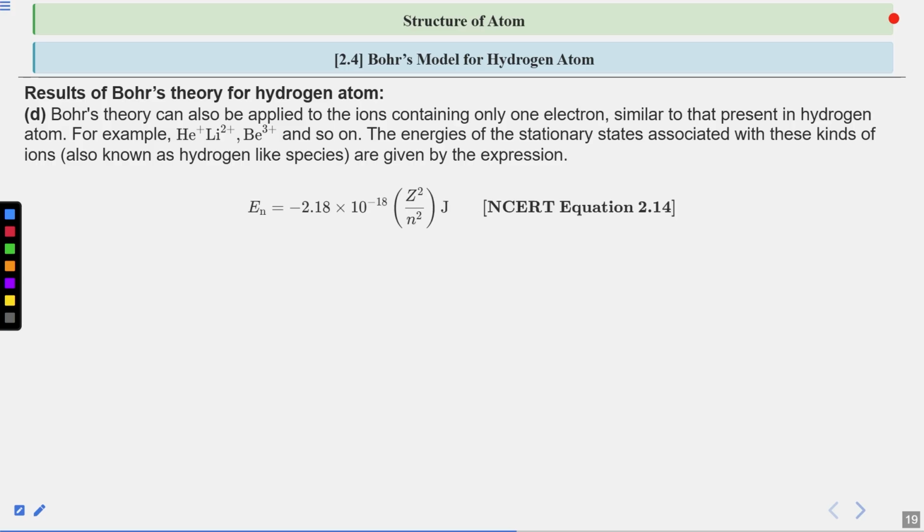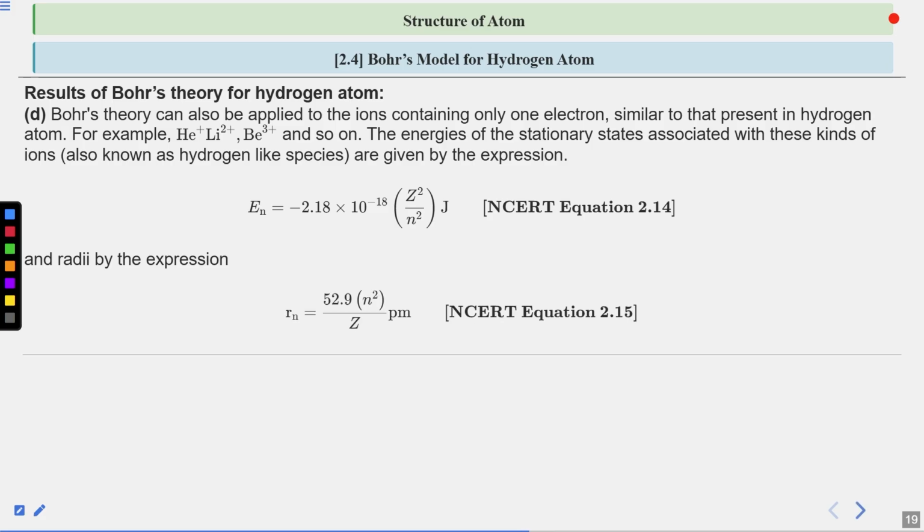But there is a small change in the equation. If you are calculating the energy, you have to keep the whole equation the same, but you have to multiply it with Z square. Now Z is what? Z is the atomic number. For helium it will be 2, for lithium it will be 3. All of those which are isoelectronic with hydrogen can be used according to this equation. How do we calculate the radii? Just take the original formula, which is 52.9 n square or a naught n square, and divide this by Z. Again, Z is the atomic number.